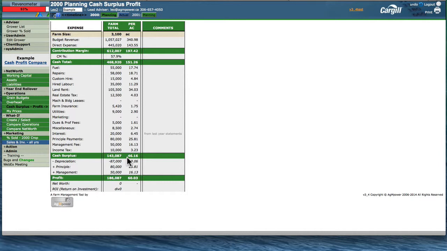And not only is cash surplus important, but we also need to know what the profit is, because depreciation is not a cash outflow, but principal and management are, but not an expense. So we need to see both. And they both need to be positive.